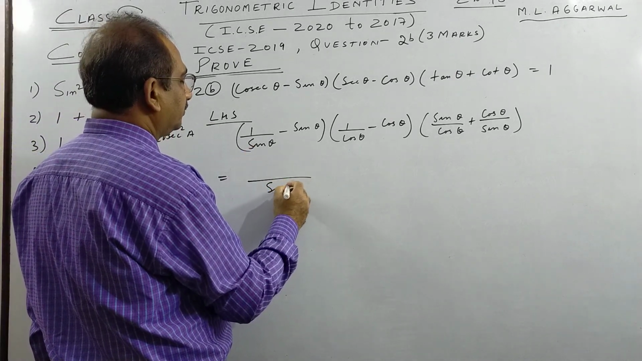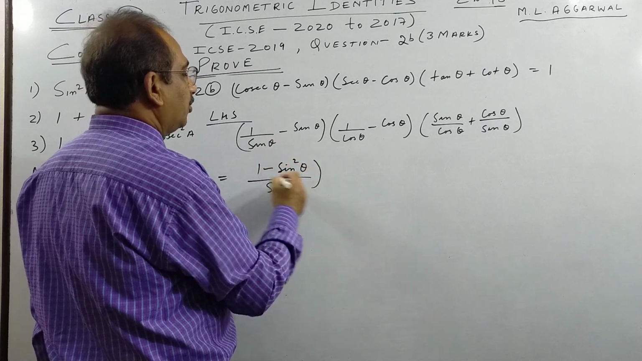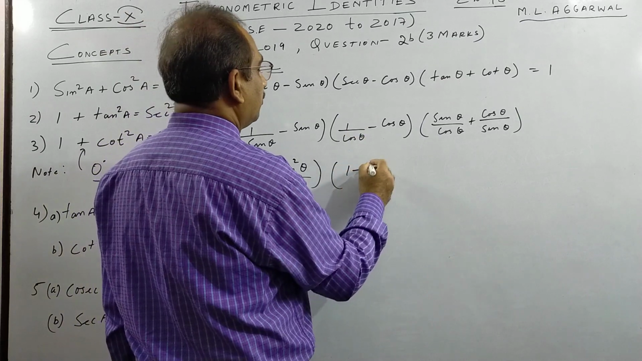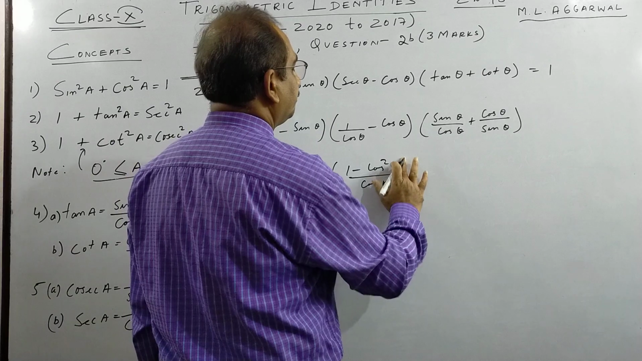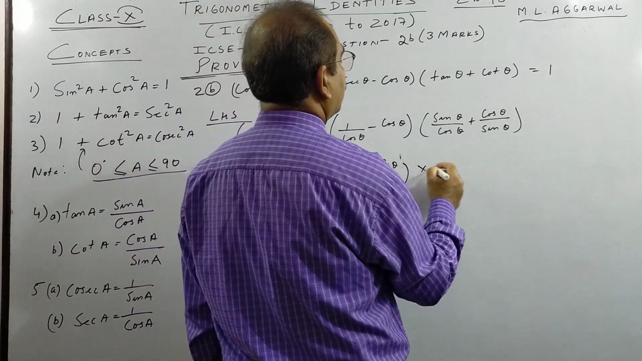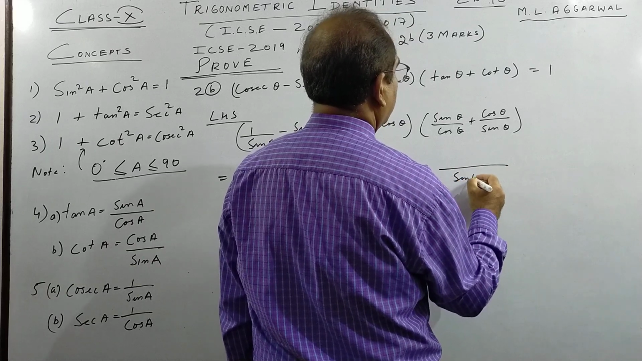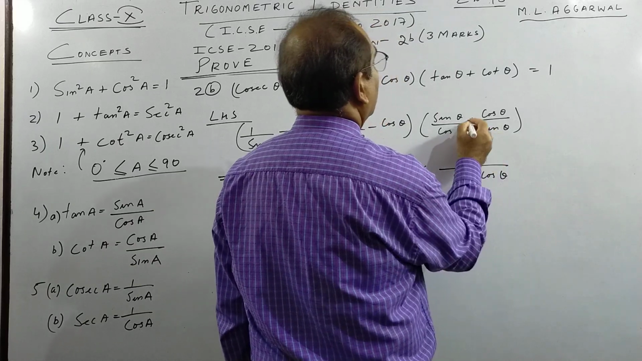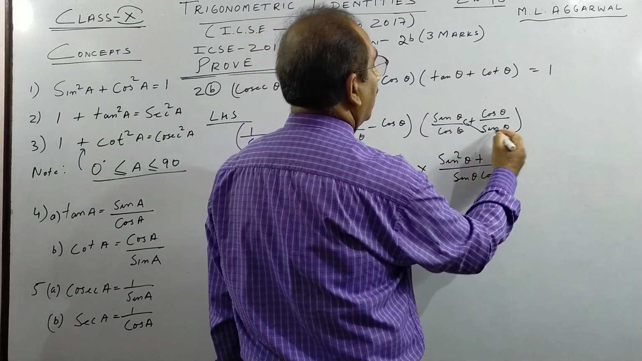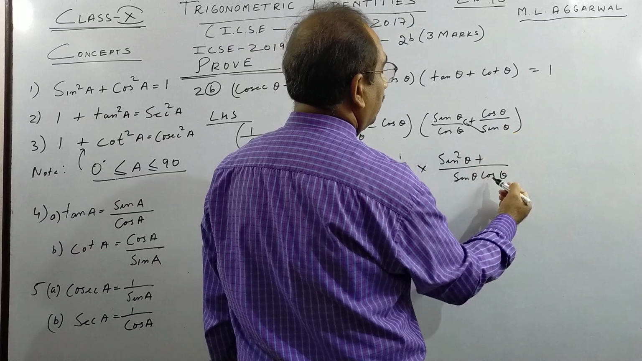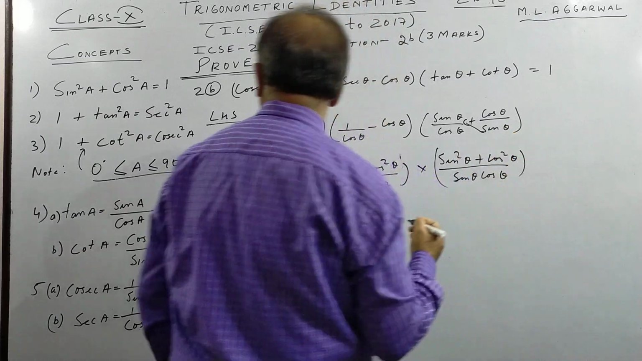This is 1 minus sine square theta by sine theta. This step is very important. Same way, this is 1 minus cos square theta by cos theta. And this one, if you take the LCM, it will be sine theta cos theta. So cos will go sine times and sine will go cos times. Now you see, you know this is 1.